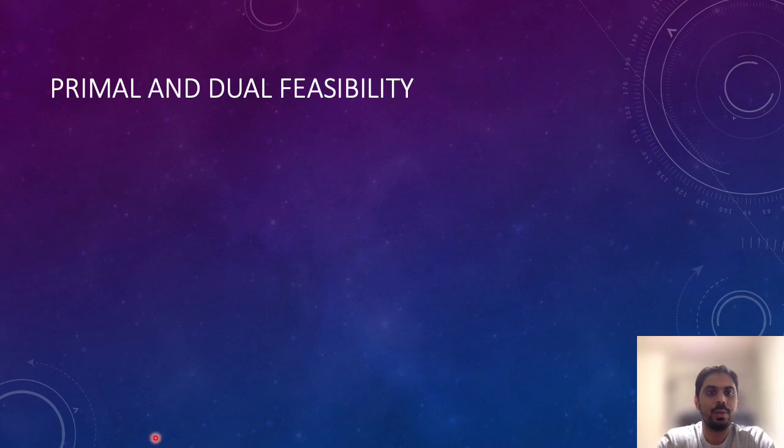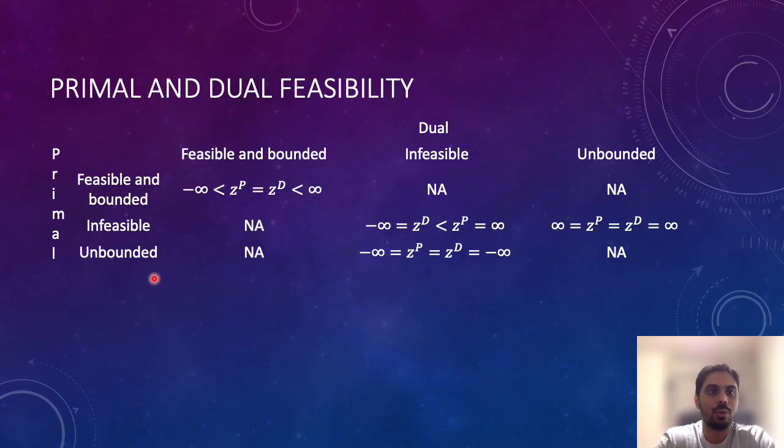Okay, so here we are going to discuss the feasibilities for primal and dual. On the column, we are going to look at three different statuses for primal, and on the rows, on the top header, we have the dual for the exact same three possible statuses, which are feasible and bounded, infeasible and unbounded.